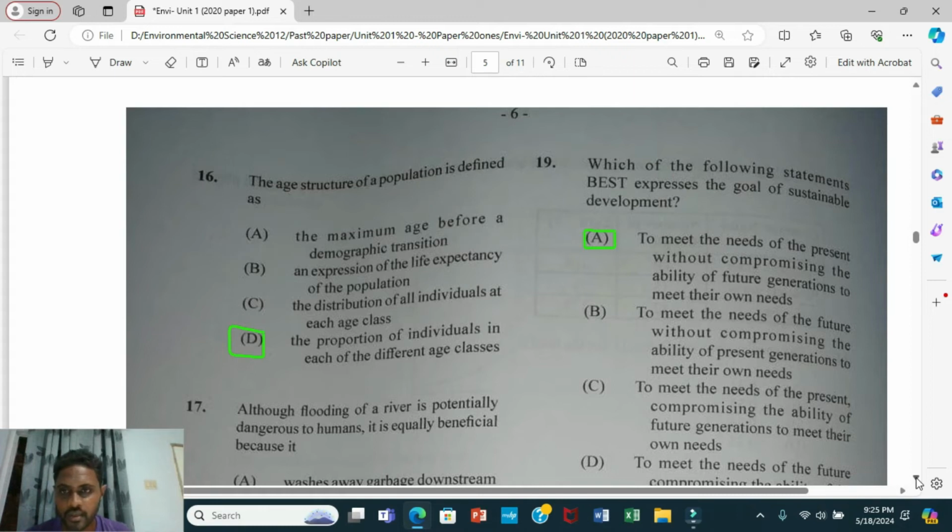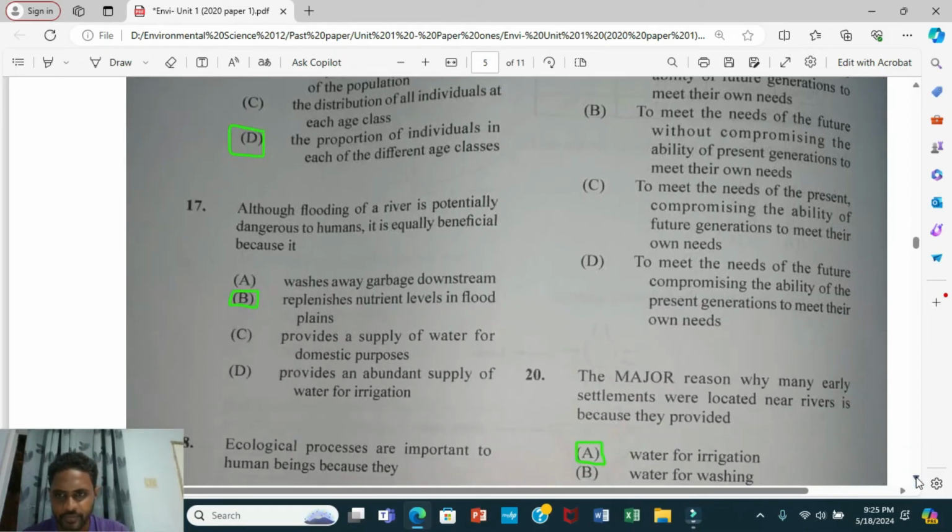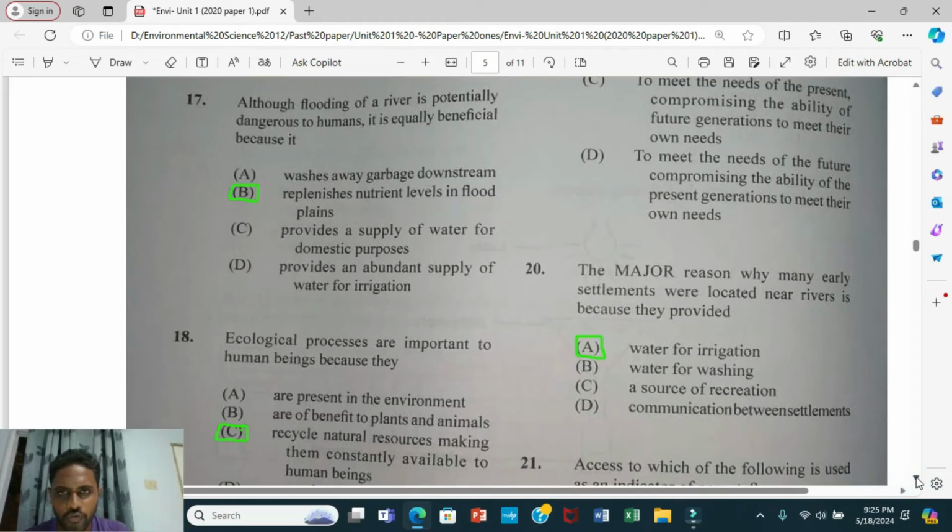Number 16 said the age structure of a population is defined as, and the answer is D, the proportion of individuals in each of the different age classes. Number 17, although flooding of a river is potentially dangerous to humans, it is equally beneficial because it, and the answer is B, replenishes nutrient levels in flood plains.